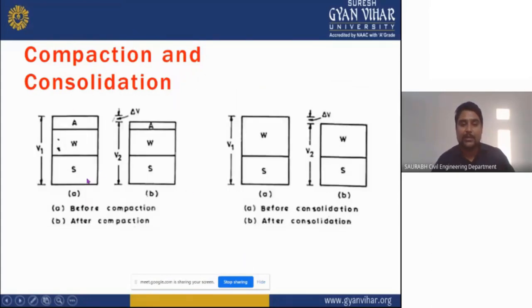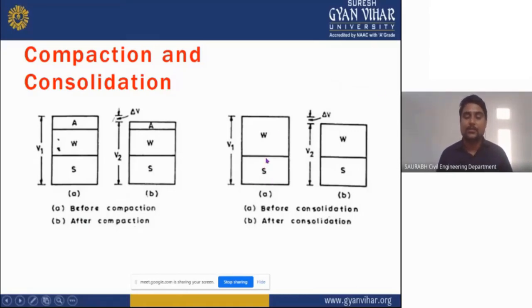Now here we will see by the graph and by the table. As you can see, first image A is showing before compaction, and image B is showing compaction, and AB is for the consolidation. Here we will see solid, water and air, and after compaction what will happen? Air voids will be removed. Here, as you can see, we are reducing the air voids in this soil sample. Here you can see this is after compaction. Now if you see the consolidation, what we are doing, this is your solid and this is your water. Here we are not going to remove the air voids.